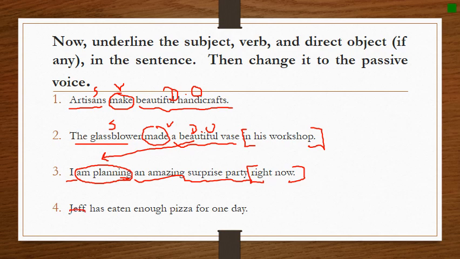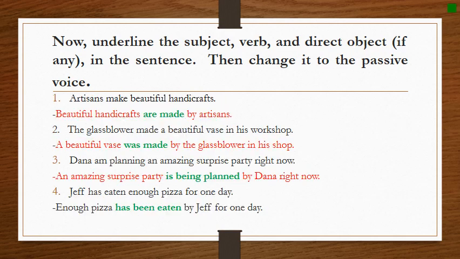Jeff has eaten what? Enough pizza for one day. Enough pizza, okay, that's singular, has been eaten. Remember the form of the present perfect. It's has or have plus been plus past participle. Has been eaten by Jeff for one day.